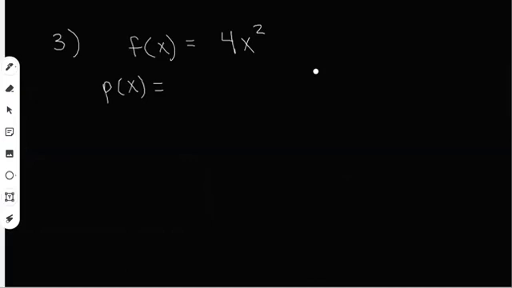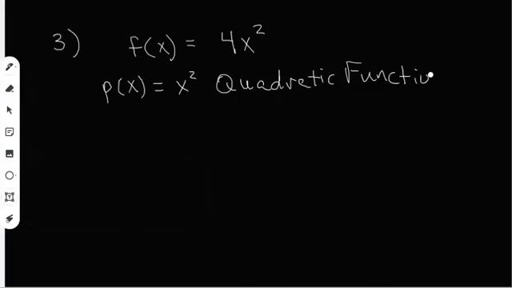What's the parent function? Well, the highest exponent is 2. So this is going to be p of x equals x squared. This is the quadratic function. This is going to be that U-shaped graph. It's going to kind of look like this, right? It's going to have that U shape to it. Not the V shape that's characteristic of absolute value, but the quadratic function.